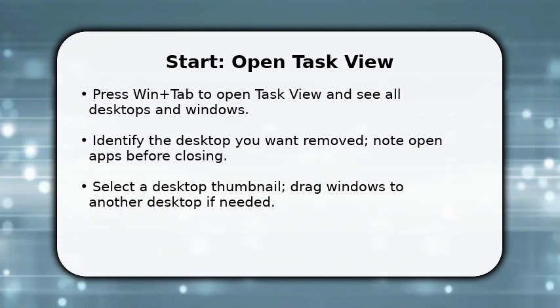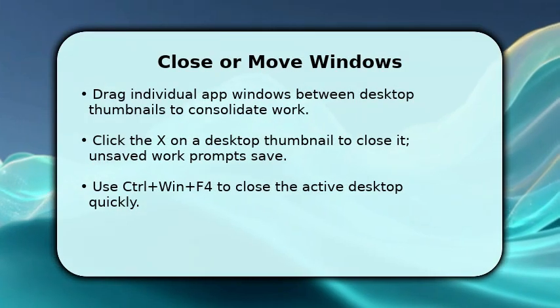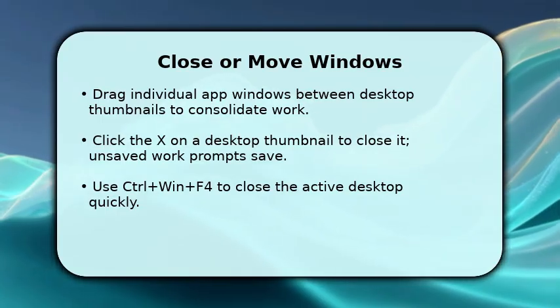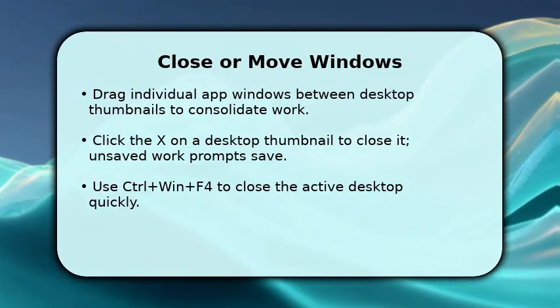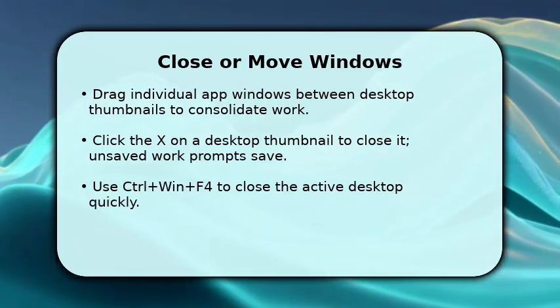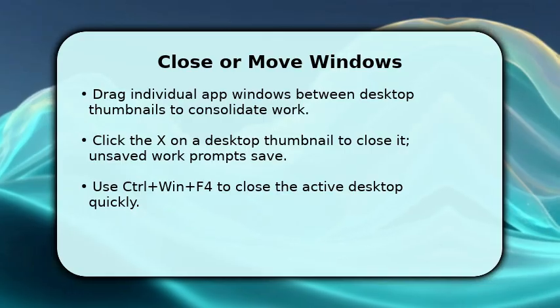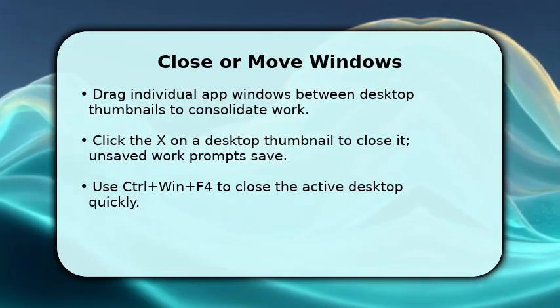Once the target desktop is clear or its windows have been moved, you can remove it. Click the X in the desktop thumbnail to close that desktop. Windows will either move open apps to the nearest desktop or prompt you to save. This depends on app state. For keyboard users, press Ctrl plus Win plus F4 to close the active virtual desktop immediately.